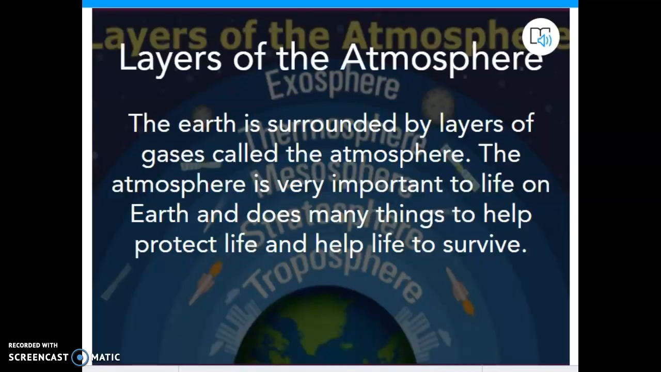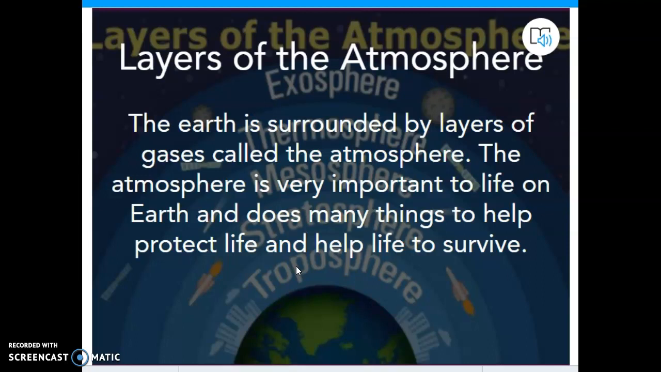Again, this is kind of a repeat here, but the Earth is surrounded by layers of gases called the atmosphere. And you can see them in the background here: Exosphere, Thermosphere, Mesosphere, Stratosphere, and Troposphere. And all of them work together, and what they do as they work together is they help things on Earth work the way that they should.